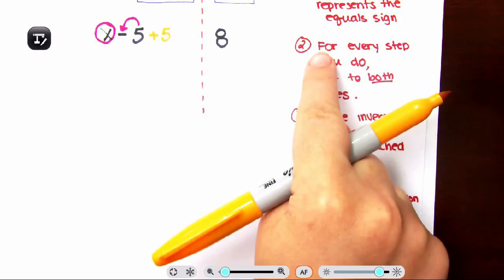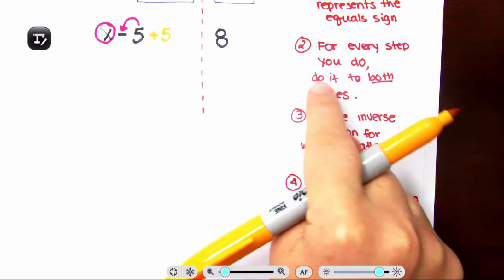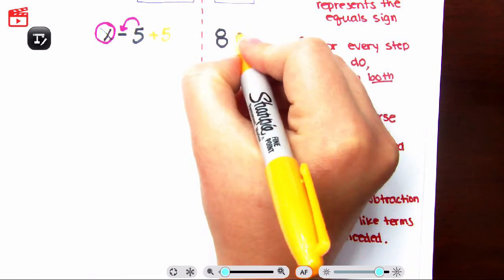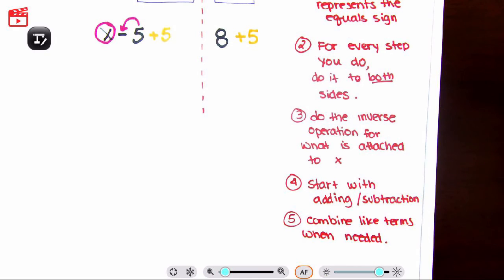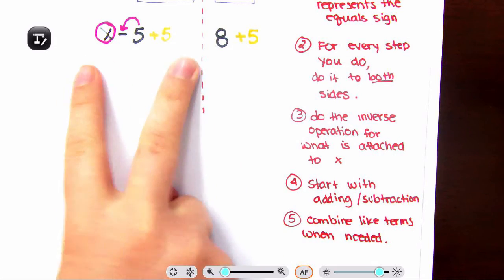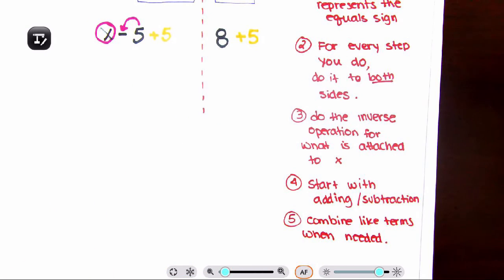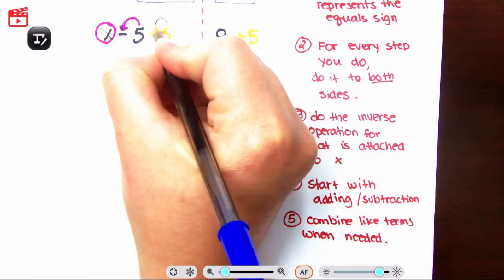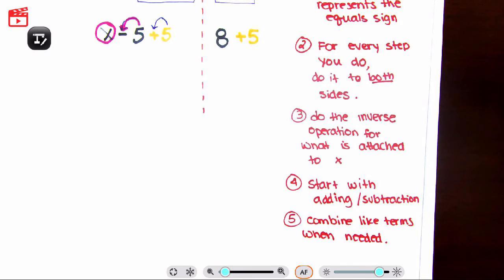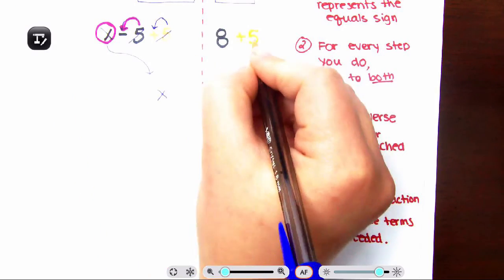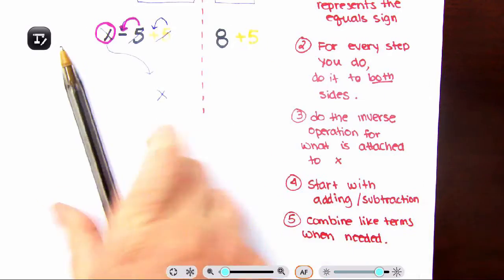Now, for every step you do it to both sides. So I see a plus 5 here. I'm going to add a plus 5 there. They have to match. Now, this is your line that separates. This is side 1. This is side 2. You have to have a line that's separating. Now, if I have 5 minuses and I have 5 pluses, that means I have 0 pairs. That means this is 0. That feels really good in math to cross out stuff. What am I left over with? I'm left over with x. 8 plus 5, 8, 9, 10, 11, 12, 13.